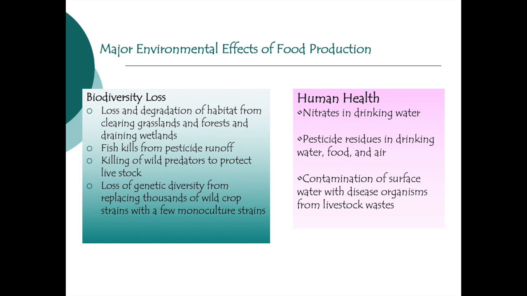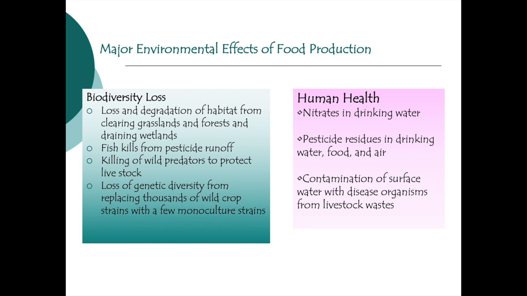We also then have runoff that goes into our lakes and streams. We're also putting those chemicals into the atmosphere. And so that's all affecting the ecosystem, causing biodiversity loss. You have degradation of habitats. We clear grasslands, we drain swamps and wetlands to grow food that we constantly then have to augment the soil.